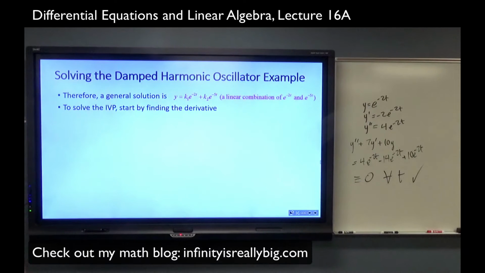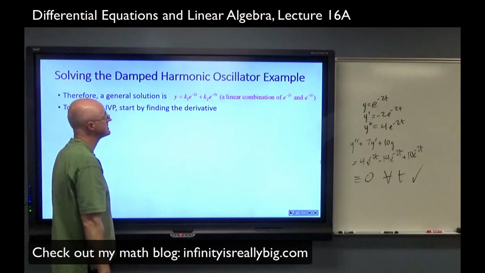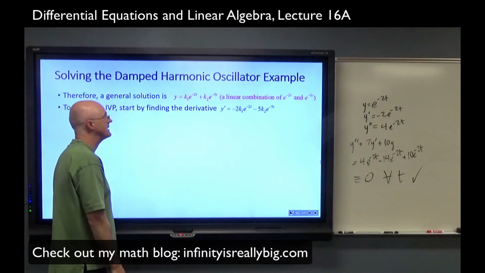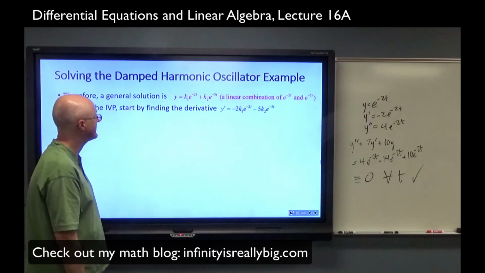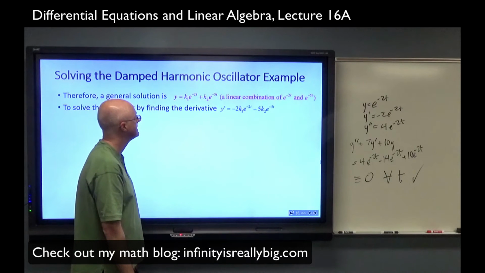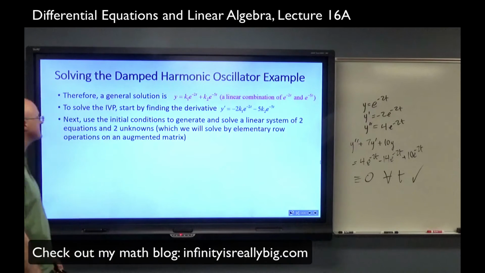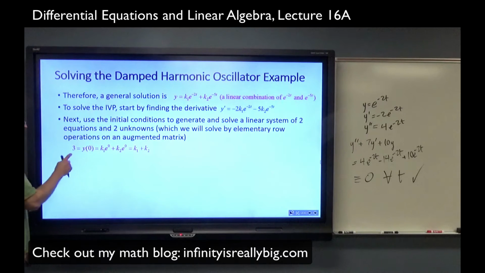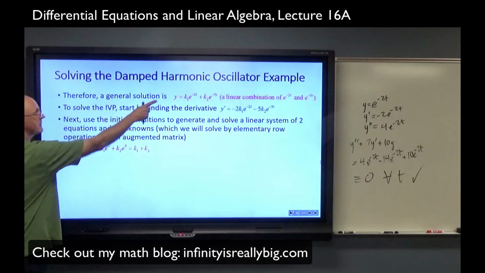To solve the IVP, start by finding the derivative. Differentiate this, use the chain rule. You get negative 2k1 e to the negative 2t minus 5k2 e to the negative 5t. Now use the initial conditions. y of 0 was 3, and therefore 3 equals y of 0. Plug in t equals 0 into that.